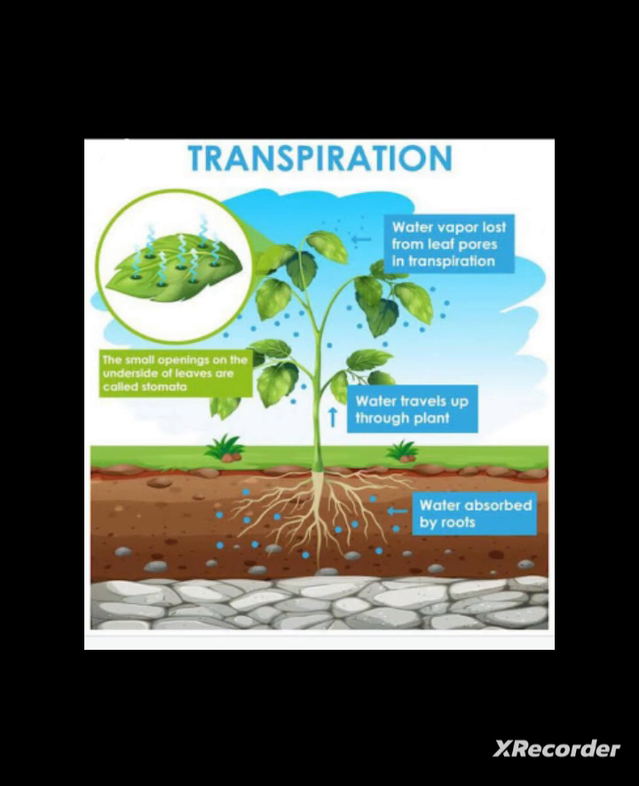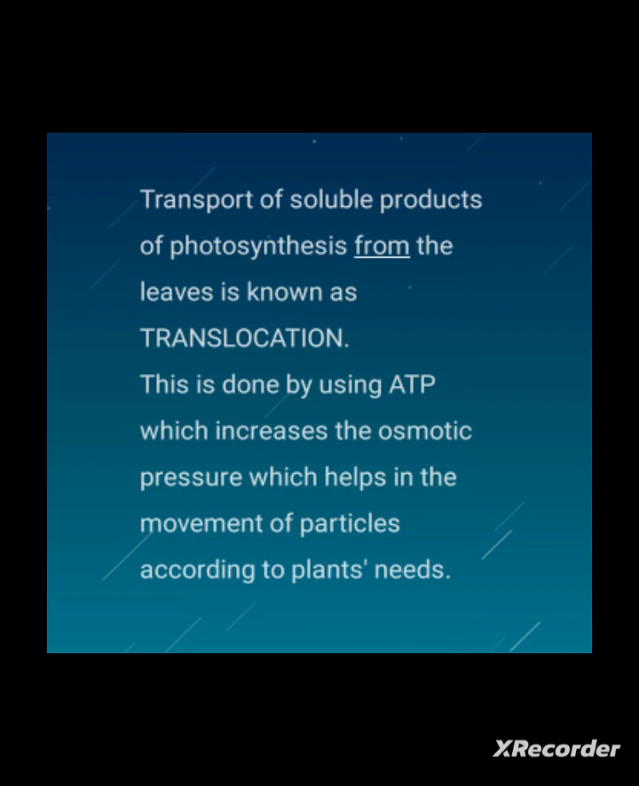Transpiration pull is the major force for the movement of water. During night time, root pressure is important for the movement of water. This is how water is transported to all the parts of the plants. Now let's know about transportation of food and other substances.